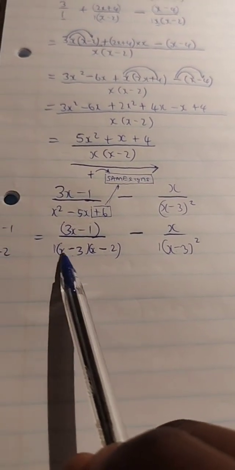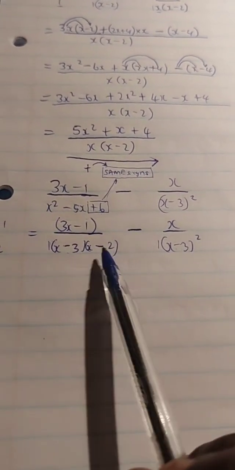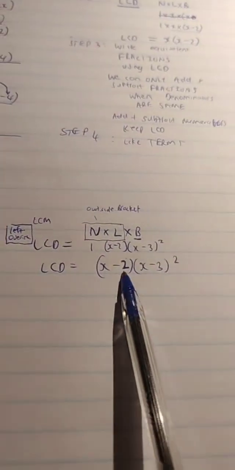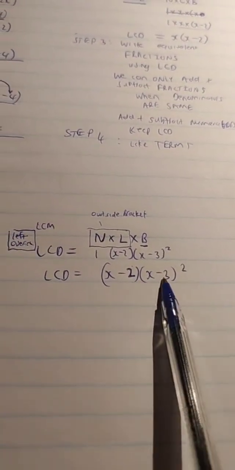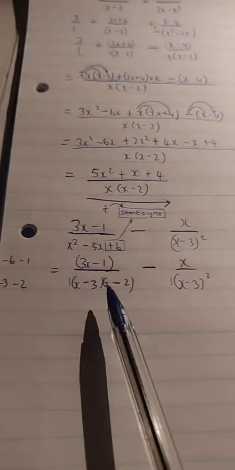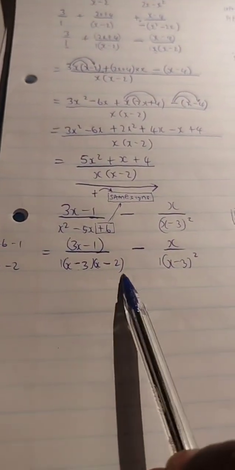So what did I say? Who is missing in this denominator? There's an x minus 3. There's an x minus 2. Here in the LCD, I have 2 of the x minus 3s. I have 1 x minus 2. So who is missing? I am missing 1 x minus 3.